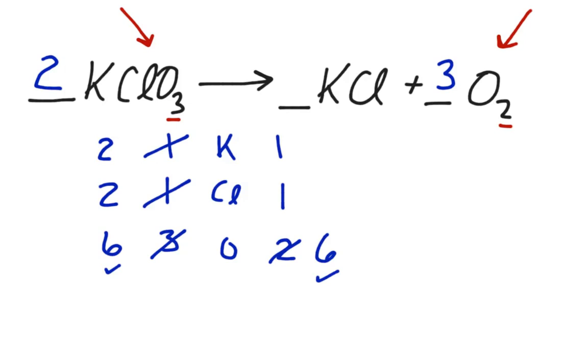Potassium and chlorine both need to be fixed, and both can be fixed by placing a 2 in that spot here. This changes both of these to 2. Now we have 2 potassium on both sides, 2 chlorine on each side, and 6 oxygens on each side. This is a balanced chemical equation. Much more practice takes place in class, but that's balancing in a nutshell.